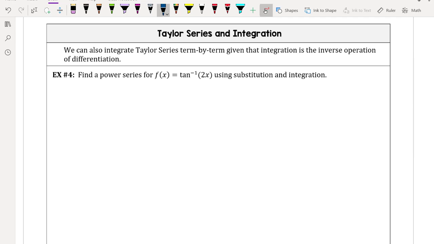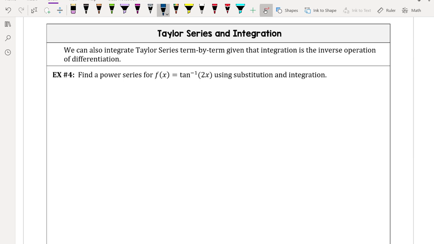So one thing we want to remember is we can do it term by term, because if we're asked to find like a fourth degree Taylor series or like a third degree Maclaurin, we can just write out the terms and integrate them term by term. Or we can do it from the summation form. So we want to remember that it's the inverse operation of differentiation.